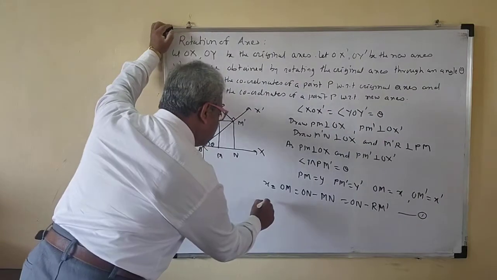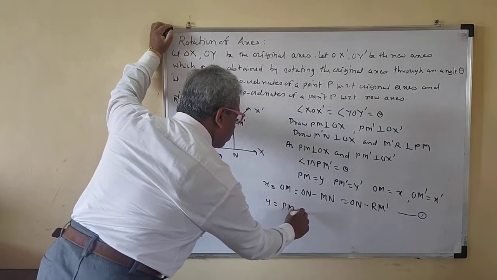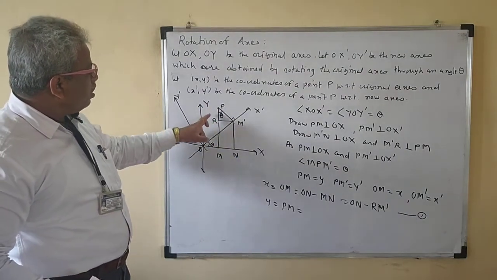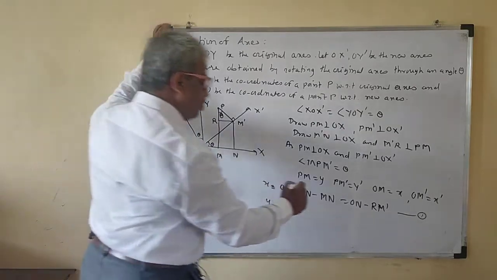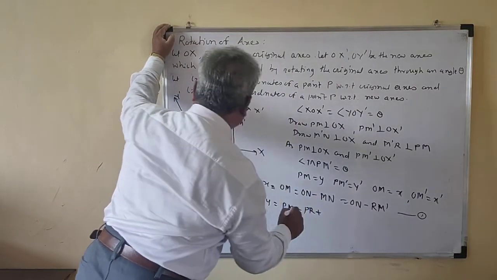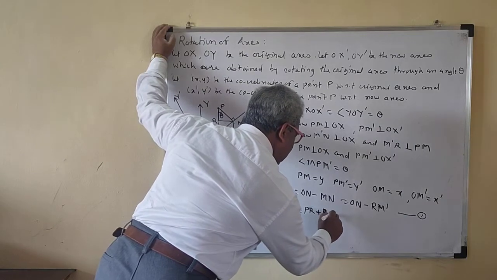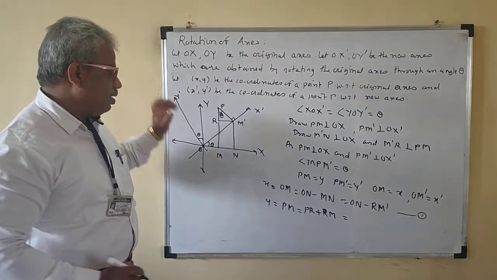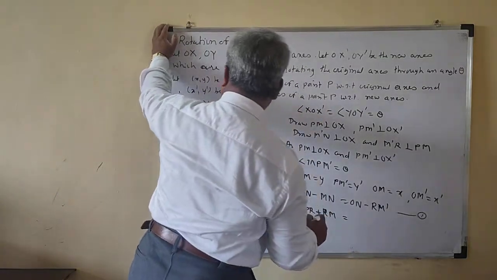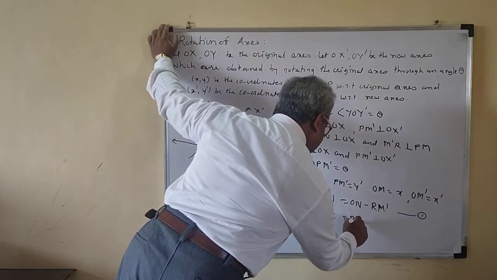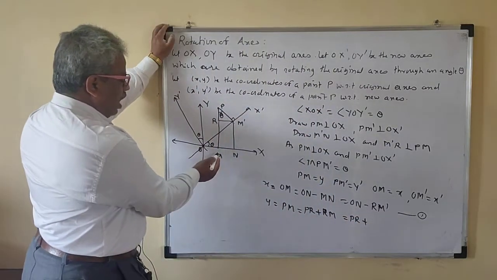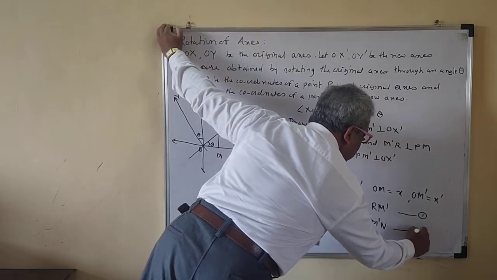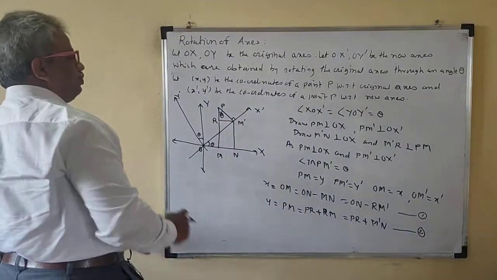Now y is equal to PM. So PM is PR plus RM. But this RM is the same as M prime N. So this is PR plus M prime N. We call this 2.